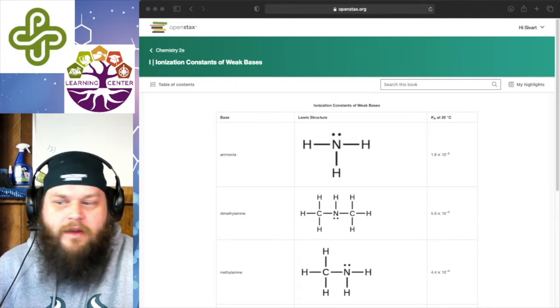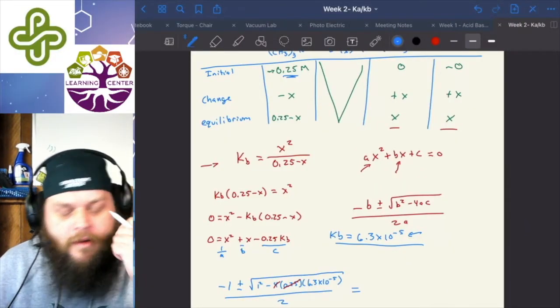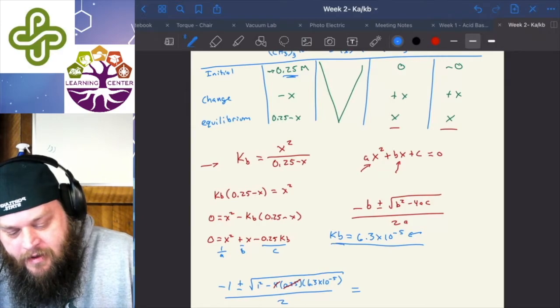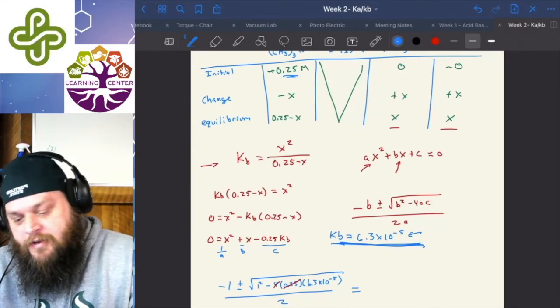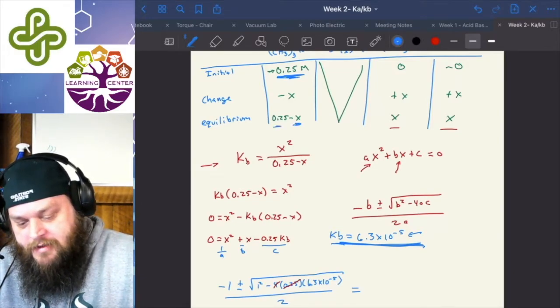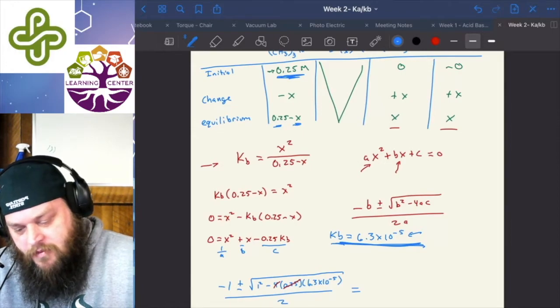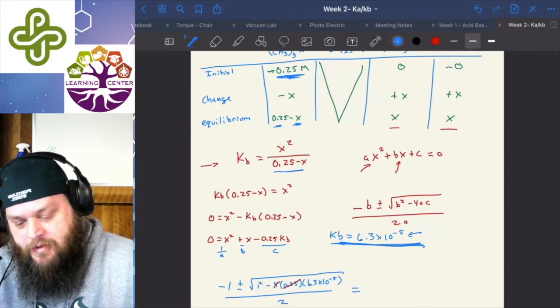Not the page. Oh, thank you. Sorry about that. There you are. So in the book, they were saying that because this Kb value is so much smaller than our initial concentration, we can just assume that x is a lot smaller than this. So when we get to this point, we can solve much simpler.